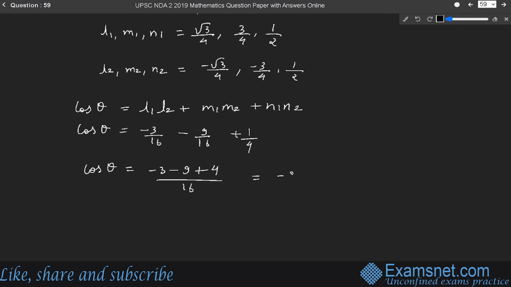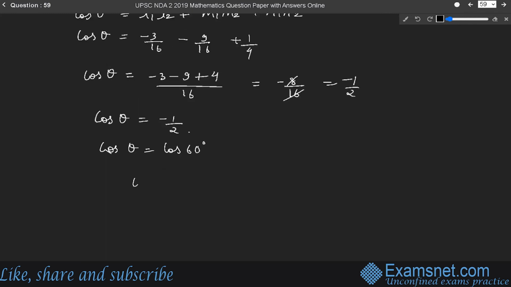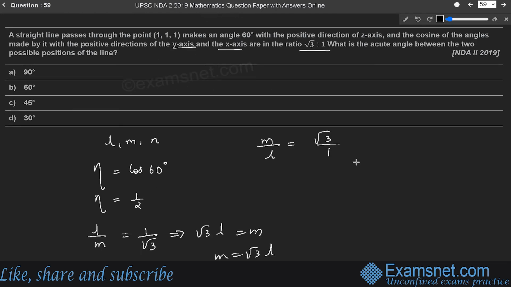which is equal to minus 8 upon 16. It is minus 1 by 2. So we can say that cos theta will be equal to minus 1 by 2. So cos theta will be equal to cos of 60 degree, and we know that angle is never negative. So theta will be equal to 60 degree. Hence we can say that the correct option for this question is option number B here, which is 60 degree.